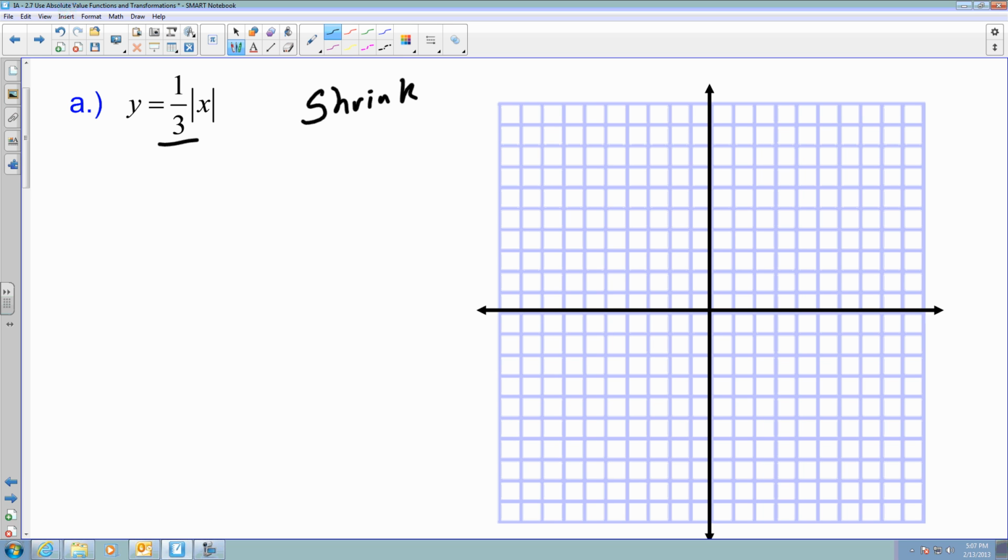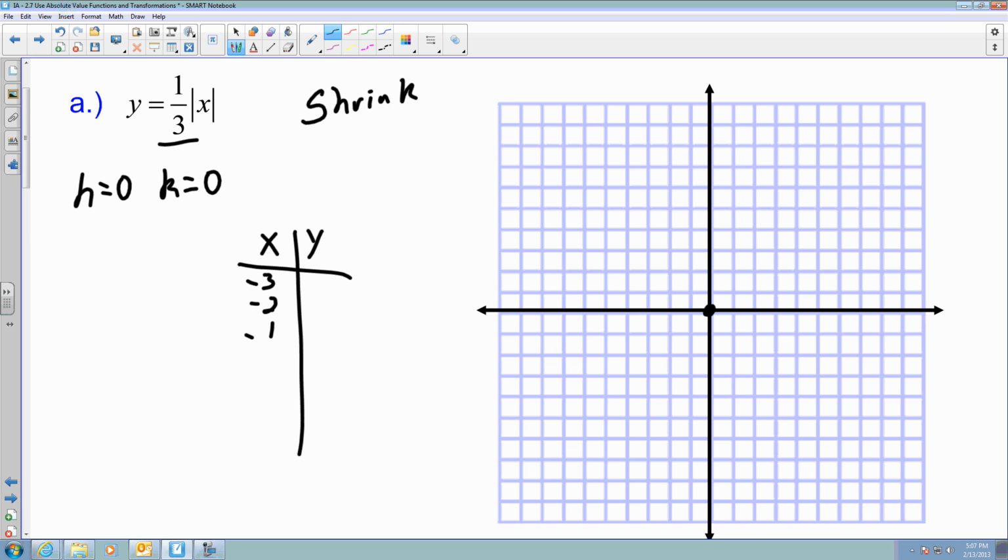So here I have my h equals 0 and my k equals 0, so that means in this particular graph there is no horizontal shifting and there is no vertical shifting. So that means that my vertex is going to be at 0, 0. So with it being at 0, 0, I can use the same values that helped me solve for the parent absolute value function. So I can still use -3, -2, -1, 0, 1, 2, and 3.